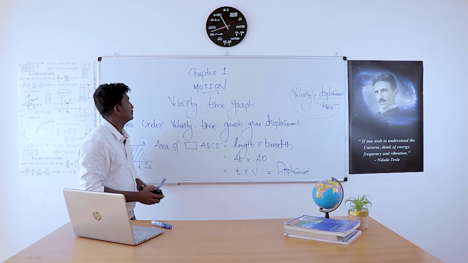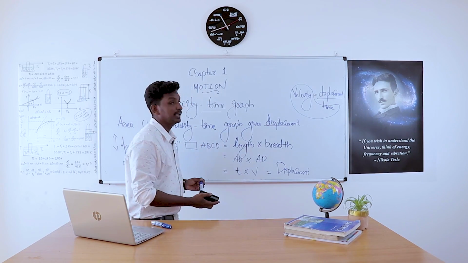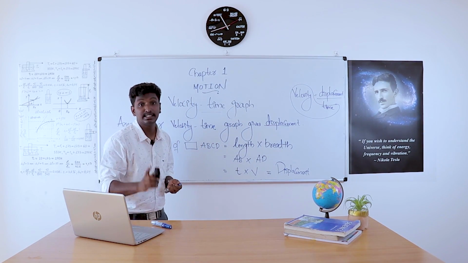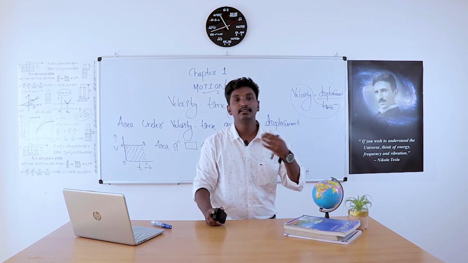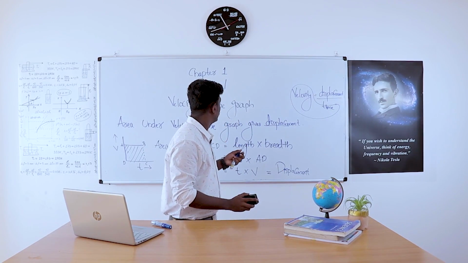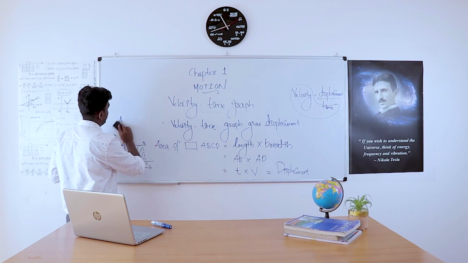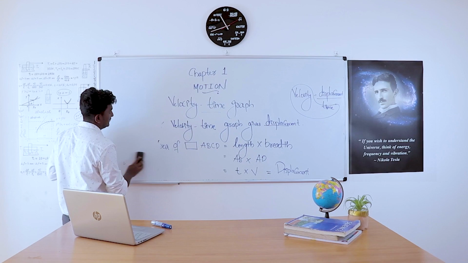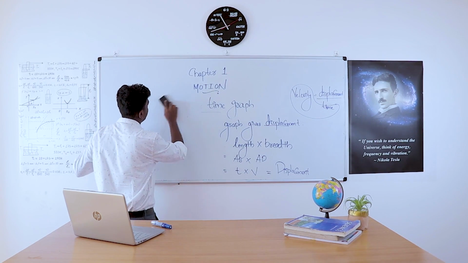Now we've gone through velocity time graph. Next, we have to explain what the term acceleration is and retardation is. Then we must go through acceleration time graph. That's all about velocity time graph, and I am moving to the next topic, acceleration.